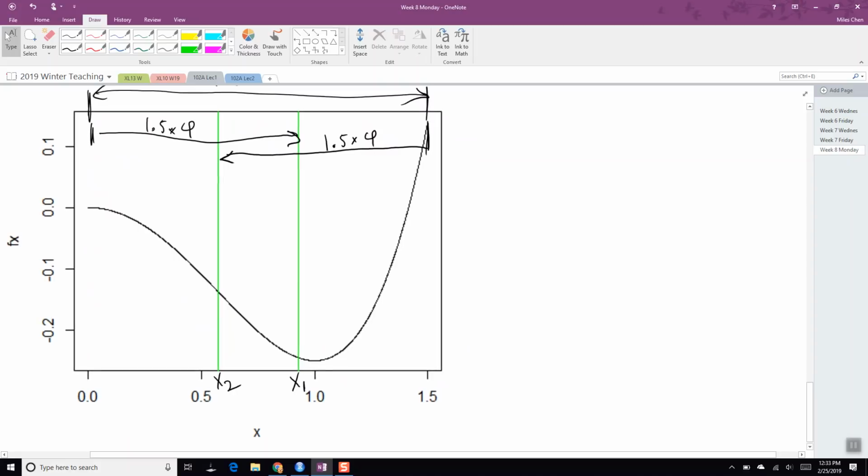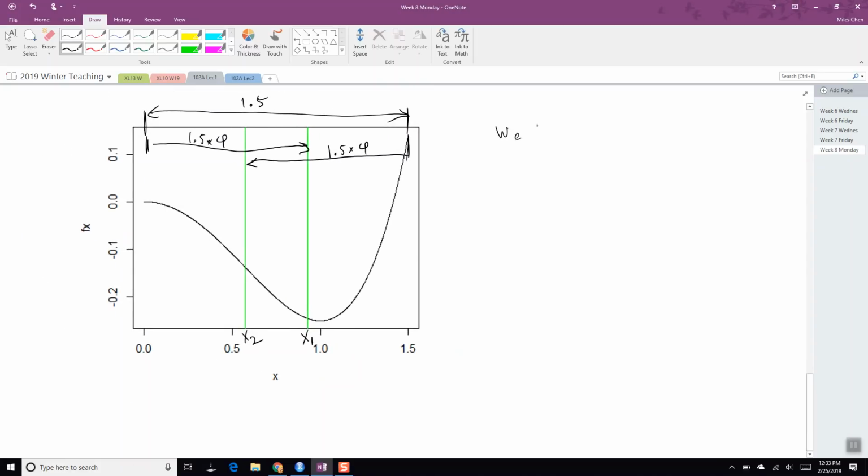So we start off saying we know there is a minimum value, or at least a local minimum value, between 0 and 1.5. Then we took two test points here, this location and this location. What we have is the function at x2 and the function at x1. So there has to be a minimum between 0 and 1.5, and I'm calculating the function at x2 and the function at x1.